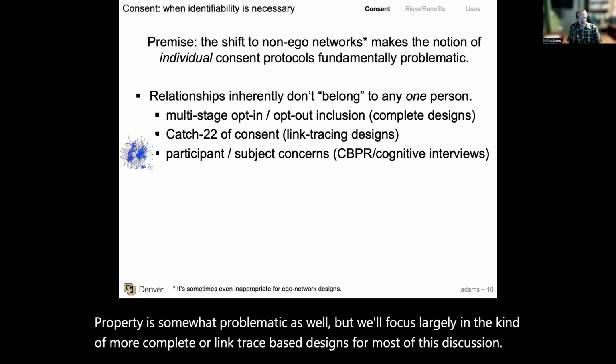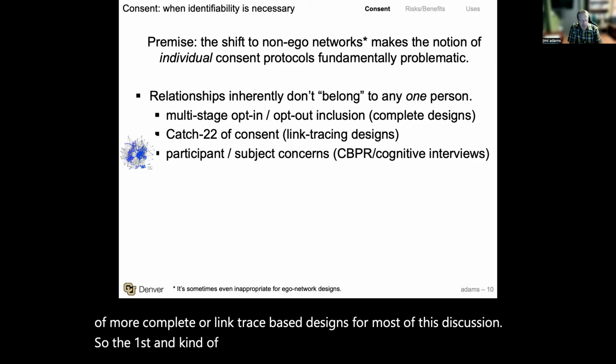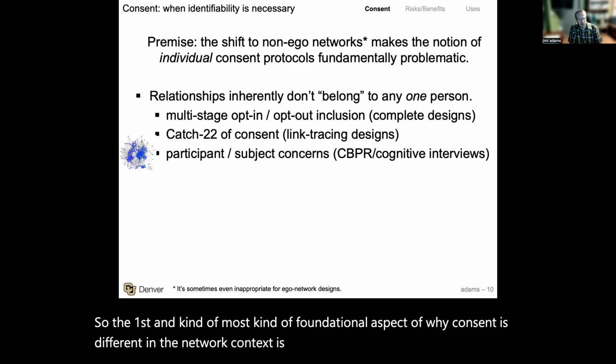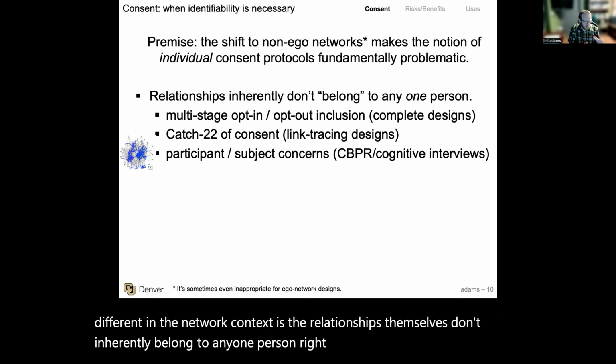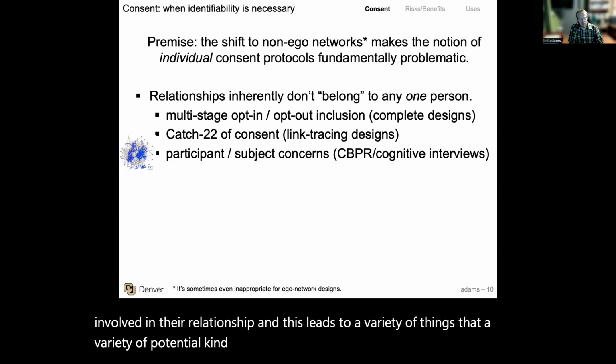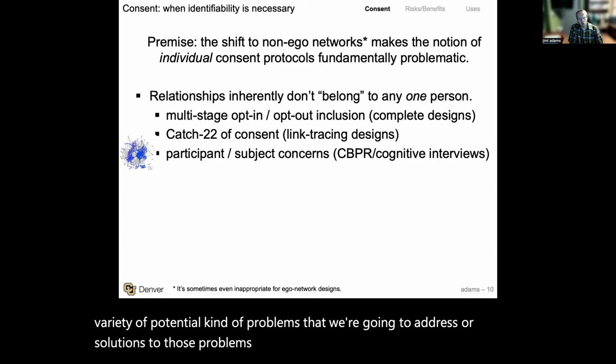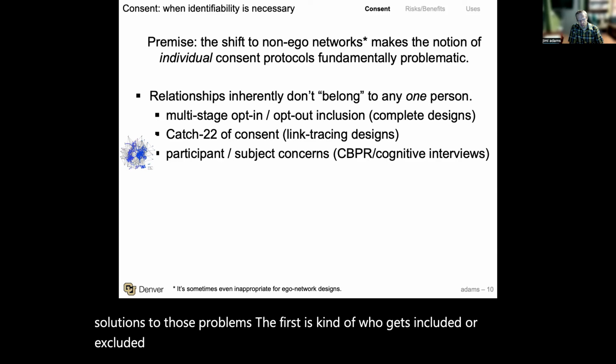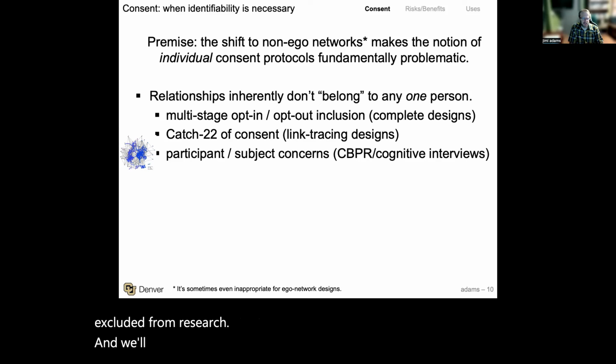So the first and most foundational aspect of why consent is different in the network context is that relationships themselves don't inherently belong to any one person, right? They belong to multiple people involved in the relationship. And this leads to a variety of potential problems that we're going to address, or solutions to those problems. The first is who gets included or excluded from research coverage. And we'll talk about different strategies that are used for that.